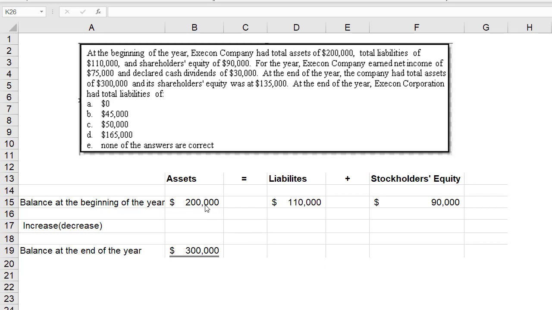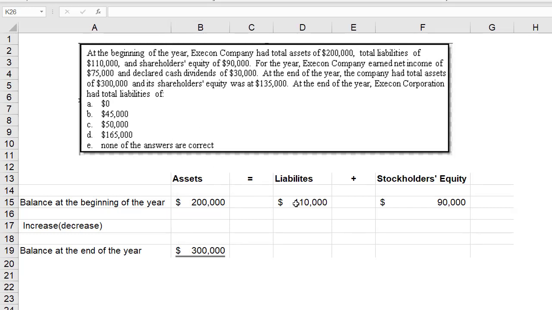So here's what we know, right? They gave us $200,000 as the assets at the beginning of the year. Let me make that a little bit wider here. Liabilities were $110,000 and shareholders' equity were $90,000. Then they tell us that the company had $75,000 of income.